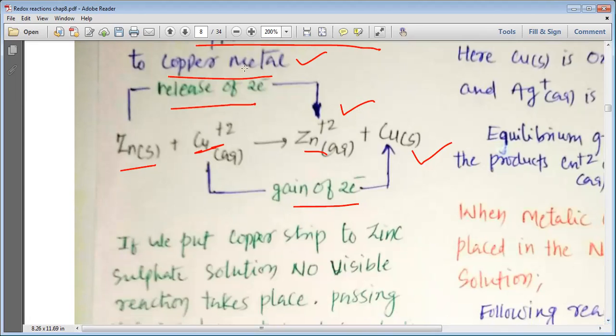So if we compare zinc and copper, then we can say that in competition of releasing electrons, zinc is more powerful in releasing electrons, and that is why zinc releases electrons when it comes in contact with copper, whereas copper is less powerful in releasing the electrons, and that is why copper plus 2 ions accept these electrons and thus gain these 2 electrons, and they are being reduced.